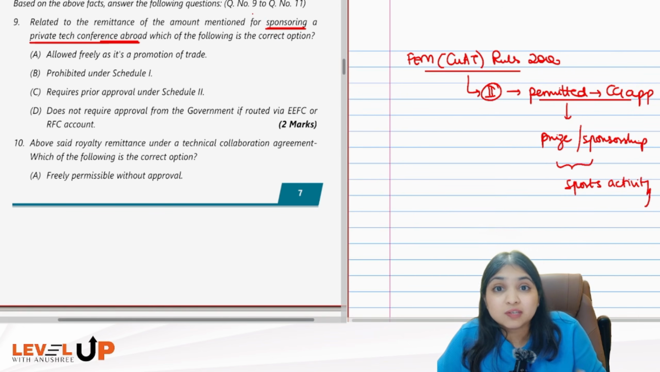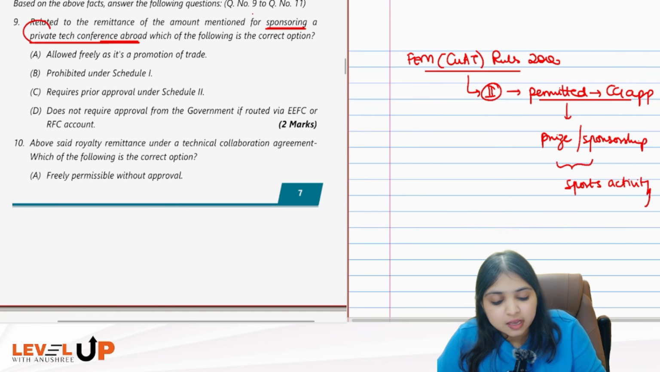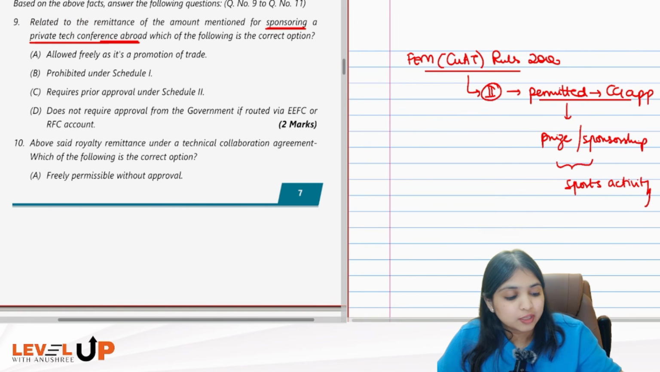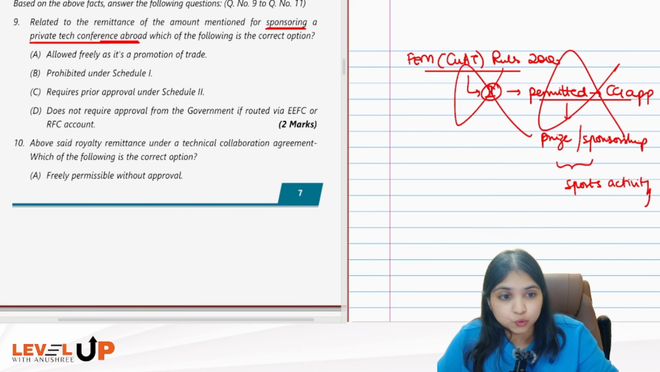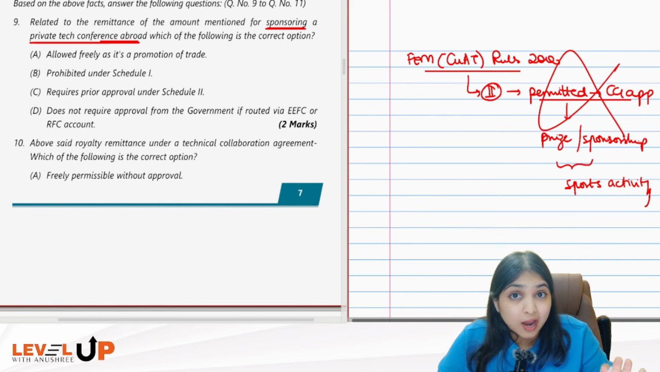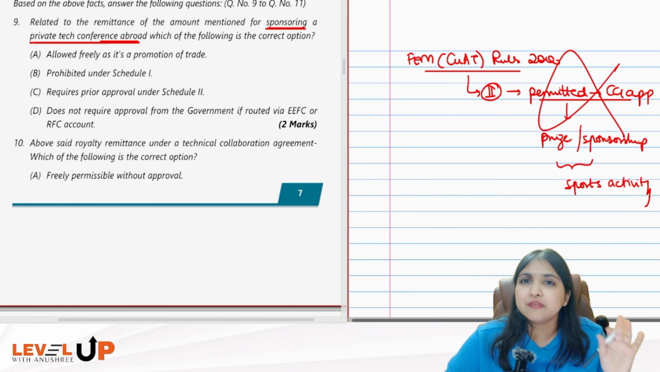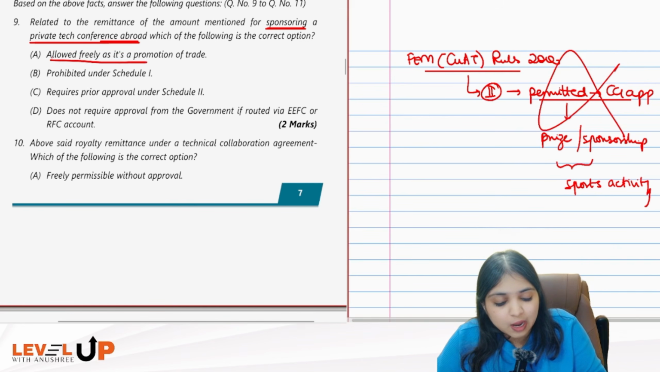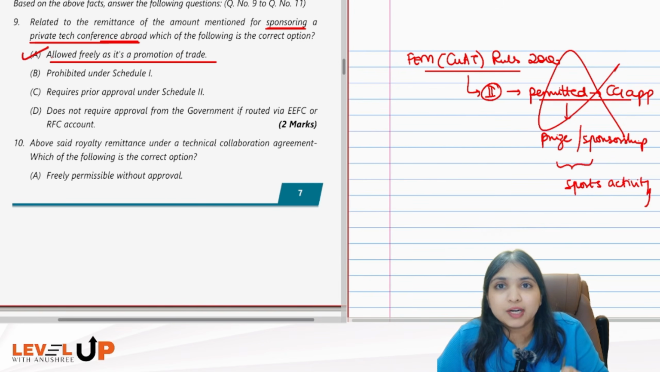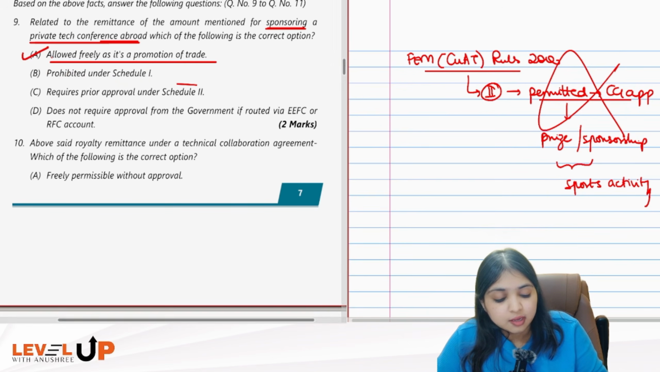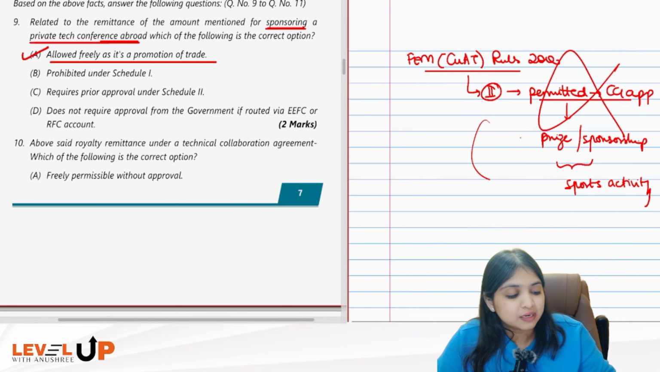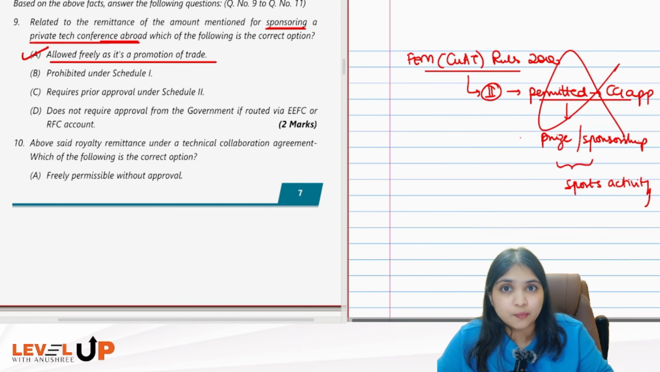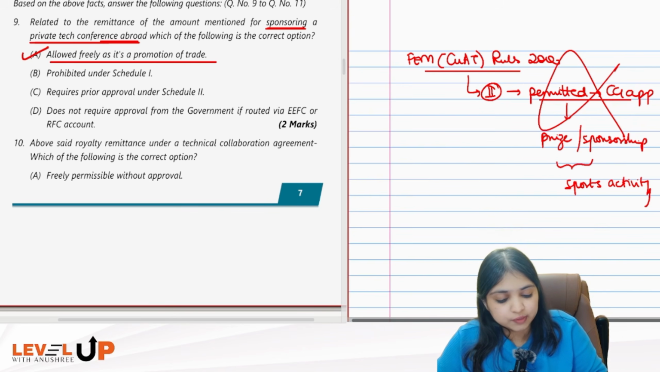Here it is sponsorship but not relating to sports activities, relating to a private tech conference. So therefore it will not come under Schedule 2. Central government approval I don't require. Therefore it will become a freely permitted transaction. So allowed freely as it is promotion of trade, option A. Prohibited under Schedule 1, it is not a prohibited transaction. Requires approval under Schedule 2, no. Had the sponsorship been relating to sports activity, then it would require central government approval, but it is not relating to sports activity, so no central government approval is required.